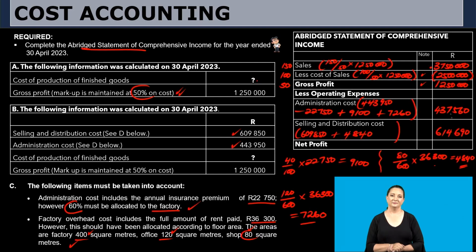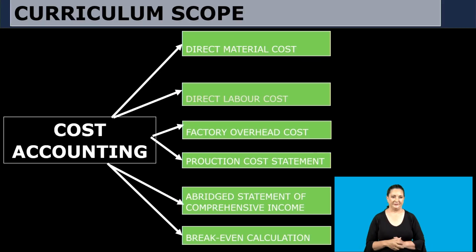614,690. Okay, so you then add these two amounts. They'll give you 1,052,250. And then you now simply say your gross profit minus your operating expenses. And then you end up now with your net profit, which is going to be 197,750. That becomes your net profit over there.